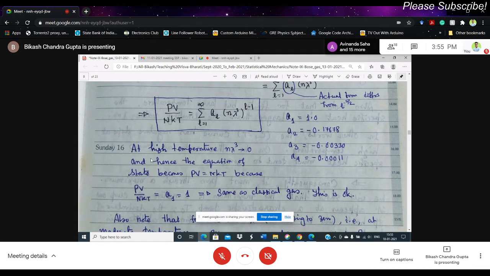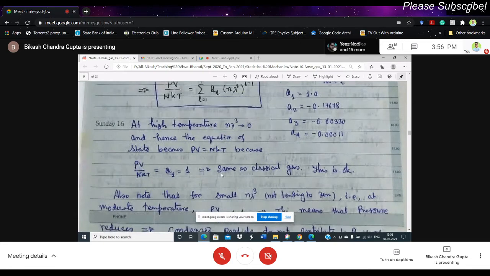When you're at high temperature, n lambda cube tends to 0, then you retain the first term only. Then l equals 1, that means you have only A1, A1 plus something to the power 1 and so on. But since it tends to 0, I retain only the first term. Therefore A1 equals 1 here, and PV by nkT equals 1, and therefore it reproduces the classical result. So at high temperature, again I repeat, n lambda cube tends to 0, and therefore if you expand it, you just retain the first term because the others tend to 0. These will not contribute anything, and therefore the equation of state turns out to be PV by nkT equals 1, P equals nkT.